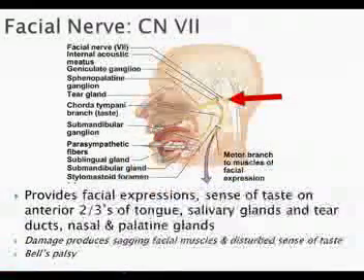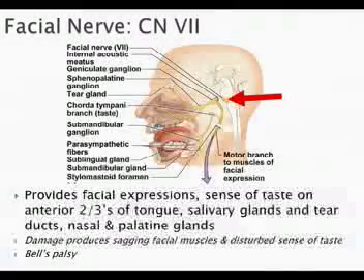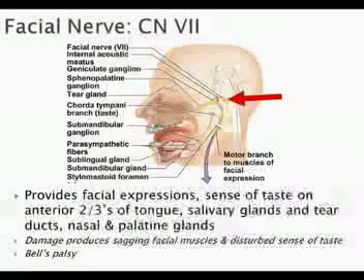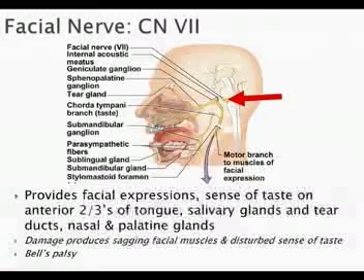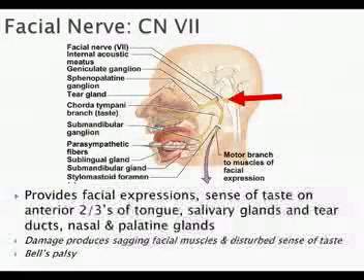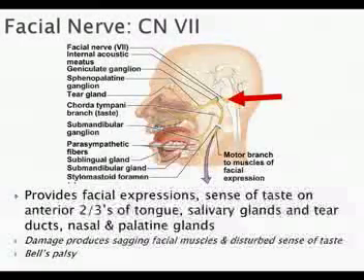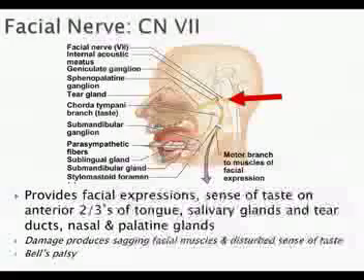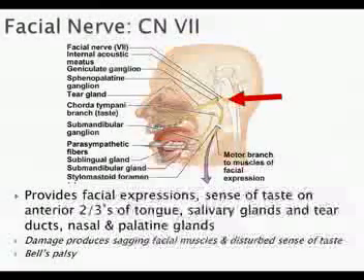Facial nerve, CN7, this is one that kind of passes through a couple spots. One is the internal auditory meatus, or internal acoustic meatus, it's labeled here, and the other one is the stylomastoid foramen. So depending on which way they're oriented, they're going to be dealing with different things. So the facial nerve, as you might have guessed, is providing the ability for facial expressions, also a sense of taste on the anterior 2/3 of the tongue.